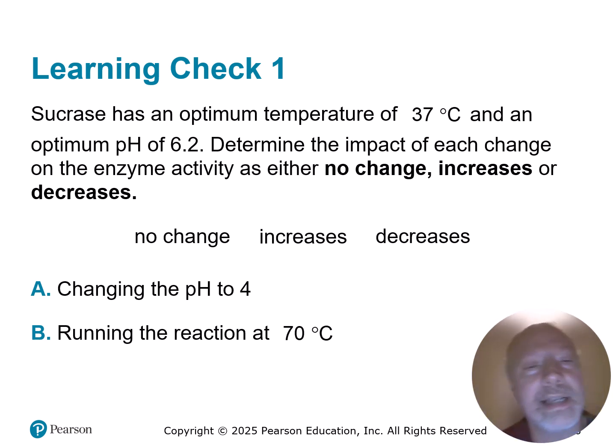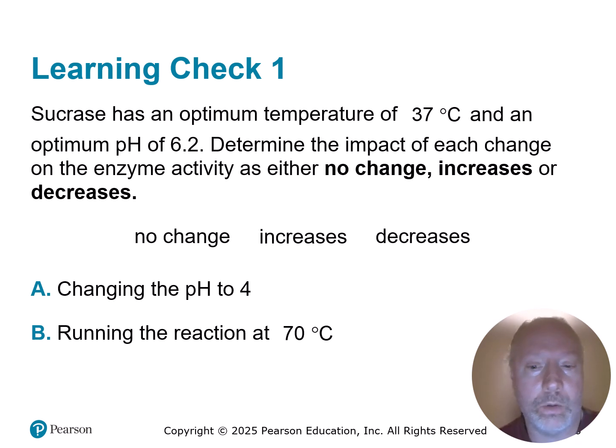Okay, what's this? Sucrase has an optimal temperature of 37 and an optimal pH of 6.2. Determine the impact of each change on the enzyme's activity. Will it increase or decrease the activity, or will there be no change? So we know the pH is 6.2, but say we make the environment more acidic and we change the pH all the way down to 4. That's like a hundredfold change in the acid concentration, so it's more acid. What do you think is going to happen? Well, it's 6.2. You lower that pH, it's probably going to decrease the activity. That doesn't sound so good. So that won't help make it run faster.